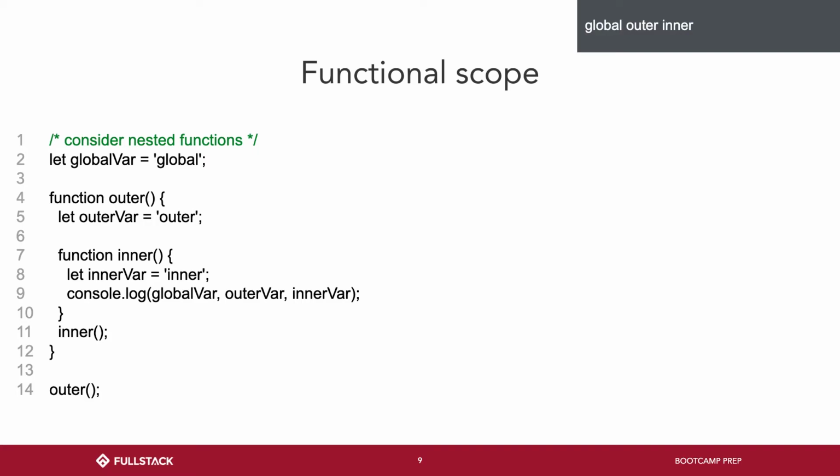So let's run inner. We define inner var, and then we console.log global var, outer var, inner var: global, outer, inner. We look for global here first, then we look for it here. Then we look for it in the global scope, and that's where we found it. Just like outer, we look for it in inner first. We're looking for all of these things in inner first. Then we always look to outer. We found outer var here, and there it is.